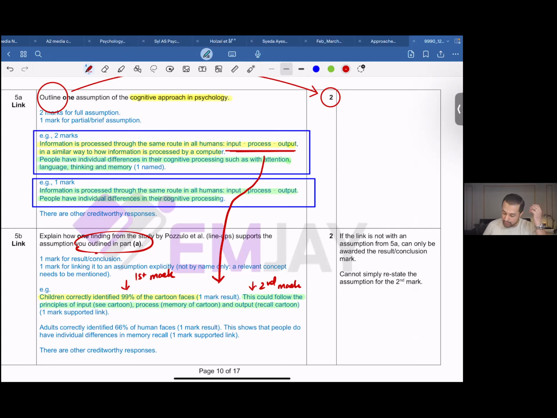So if the link is not with the assumption from 5a, you can only be awarded the result or conclusion mark, that is 1 mark. You cannot simply restate the assumption for the second mark. Many students, I've personally seen students do that as well. So you need to link it to the study. The first part of the question is asking you to outline one assumption of the cognitive approach. The second part of the question is asking you to explain one finding from that particular study, the study by Pozzolo et al., while supporting the assumption that you mentioned earlier. So that's how you score 2 marks in each.